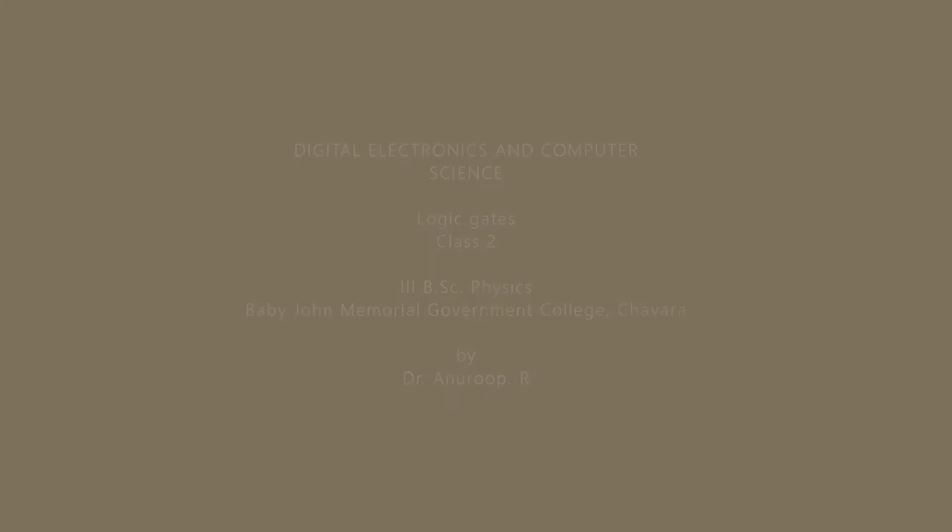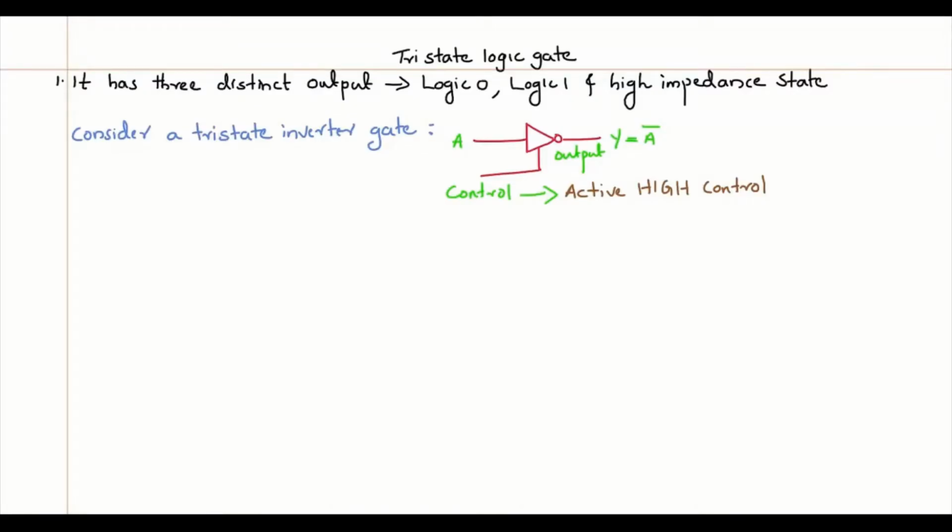Welcome to Digital Electronics Class 2: Tri-State Logic Gates. As the name implies, it has three distinct outputs: logic 0, logic 1, and high impedance state. Consider a tri-state inverter gate with a control. Here the control is active high control. That means the control is effective when the signal applied to the control terminal is high.